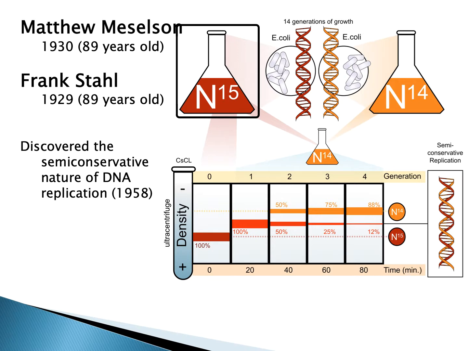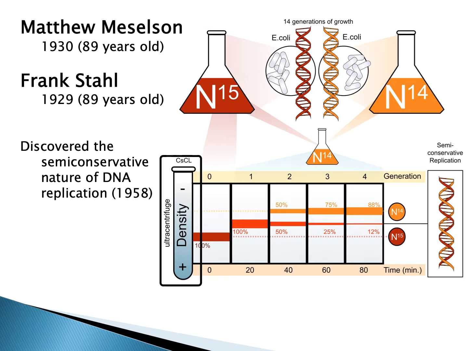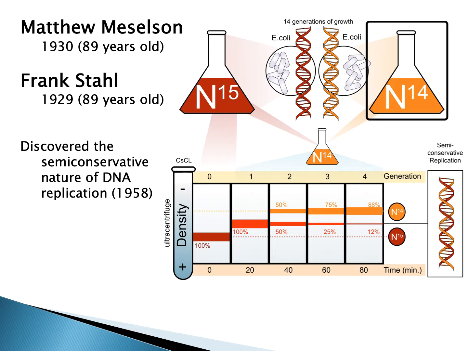So they would begin by growing the bacteria in heavy nitrogen and then extract the DNA and run it on a cesium chloride gradient. The heavy molecules, which now had two heavy strands, would go further down in the density gradient because they were more dense. And then they would grow the next generation in the light nitrogen, and they found that the band moved up, indicating that DNA now had one heavy strand and one light strand of DNA.